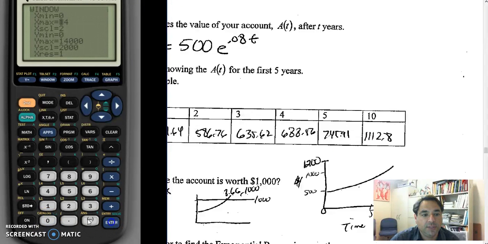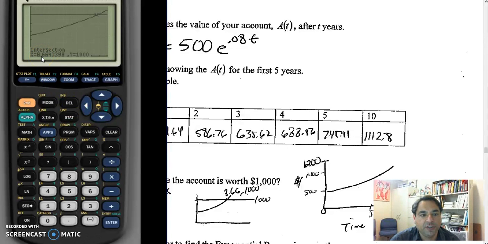We went from 0 to 10 years. We can count by ones. And remember, we want to see 1,000, and this actually went to like 1,200. So if we go from 0 to maybe 1,200, counting by 200s. Again, we used our data to figure out our window, hit graph, we should see 2 lines. There's my money starting at 500 and growing continuously. There's the $1,000. When will that happen? Second trace, 5 for intersect, enter, enter, enter. It will happen after 8.66 years.